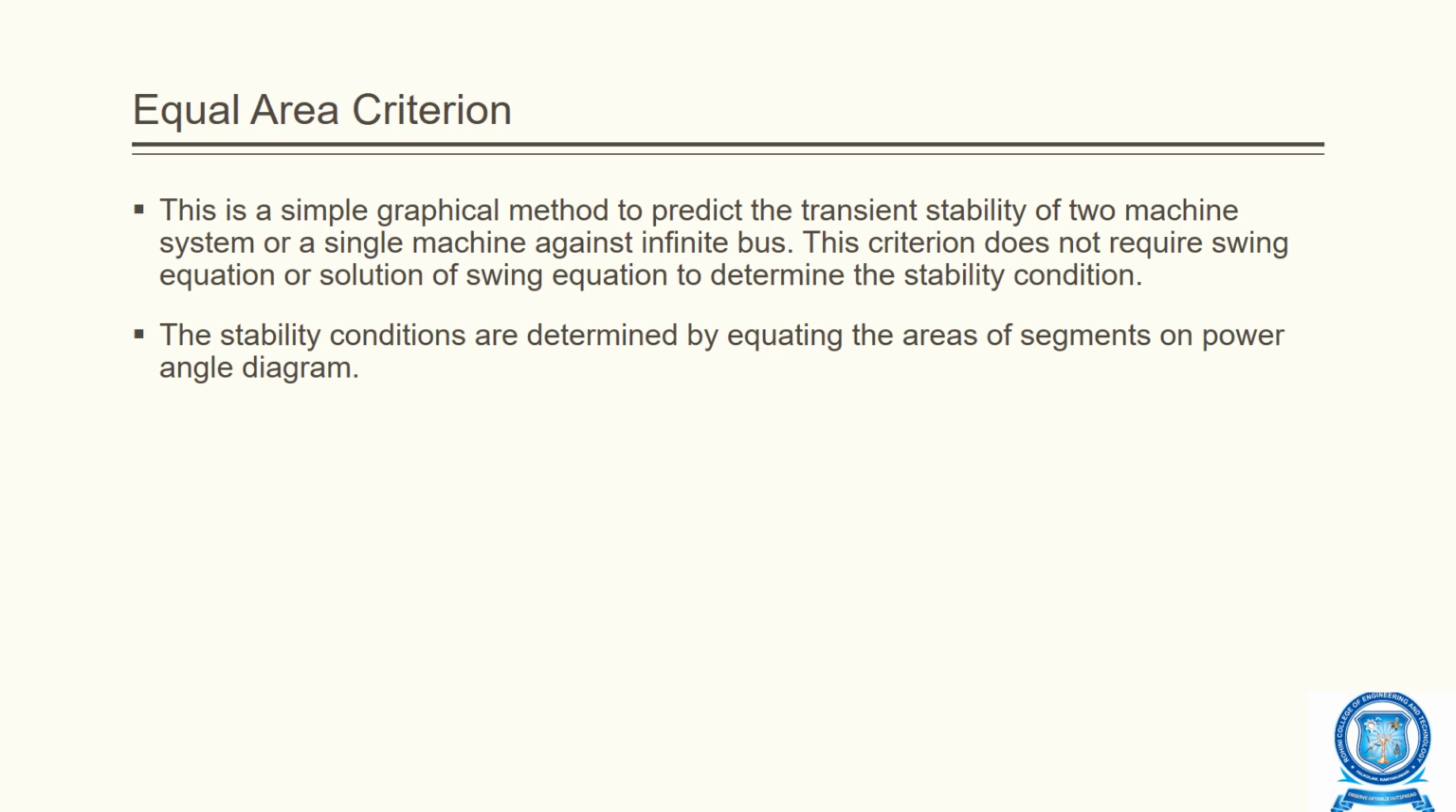This is a simple graphical method to predict the transient stability of a two machine system or a single machine against infinite bus. The criteria does not require the swing equation or the solution of the swing equation to determine the stability. That is the advantage. The stability conditions can be determined by equating the areas of segments of the power angle diagram. So with the help of the power angle diagram, we can identify whether the system is stable or not.